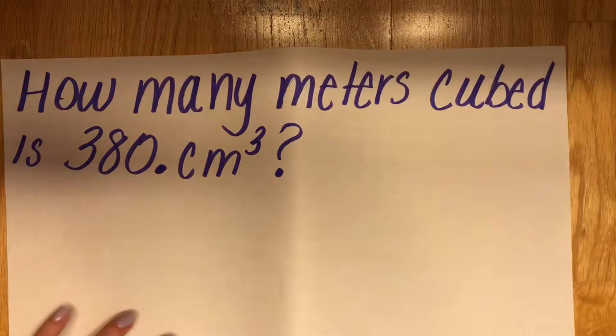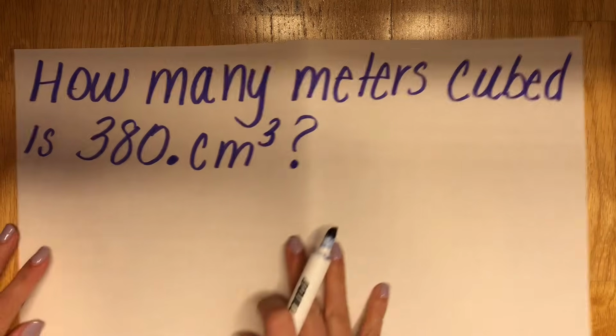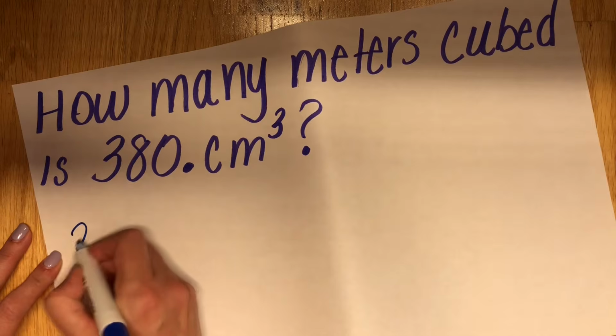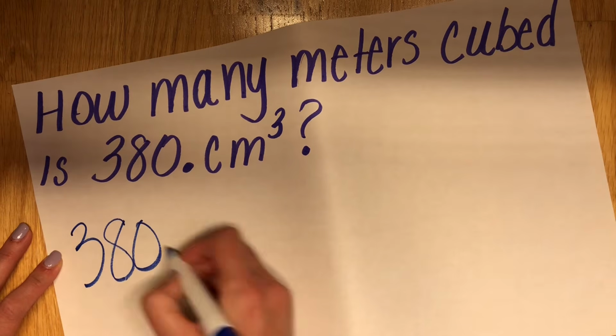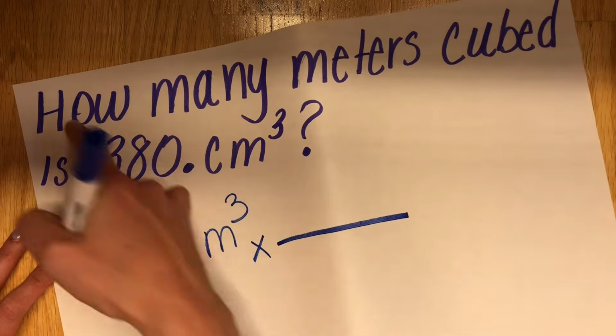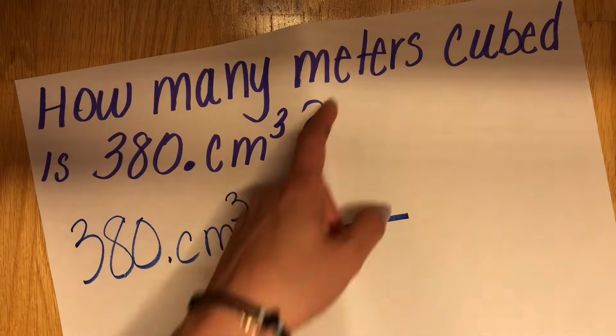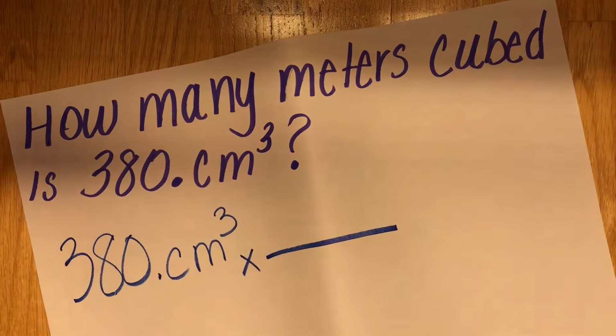Okay, let's look at a slightly different version. I'm asked about units that are cubed. You could be asked about units that are cubed, squared. It works the same way. So I'm going to again start with my given. So I've got that 380 with a decimal centimeters cubed. And I want to go to how many meters? So I'm actually going from a prefix to the base. So this one's a bit easier.